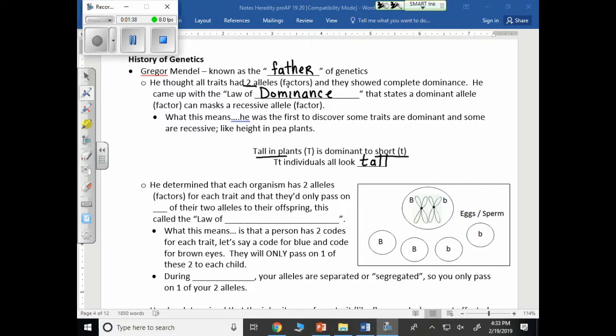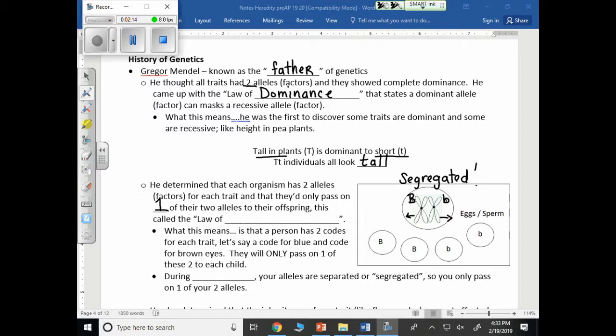The second thing that he figured out is that you have two codes for every trait, but you only pass on one. For example, if you're big B, little b for a trait, then when you make sperm or eggs, those should only end up with one allele in them, either the big B or the little b, if you're heterozygous for the trait. Through meiosis, and again, he didn't know about meiosis, the alleles get split up. Remember, they partner up and then eventually this X goes this way and this X goes this way. They get separated, or segregated, during meiosis.